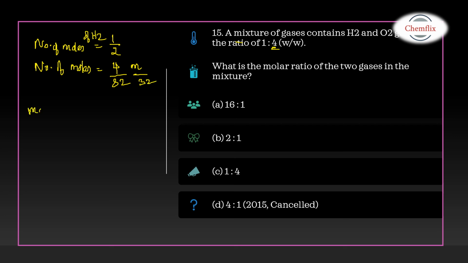So what will be the molar ratio? Molar ratio is equal to 1 by 2 is to 4 by 32. 1 by 2 is to 4 by 32. I'm going to multiply by 32 here. 32 divided by 2, 16.